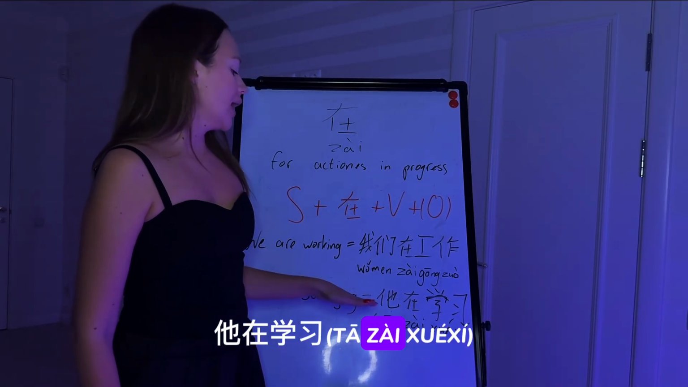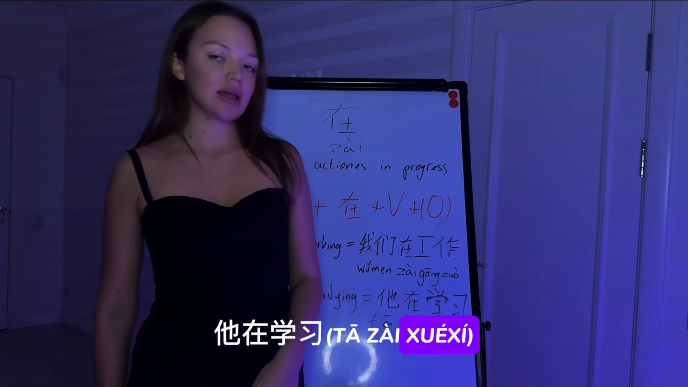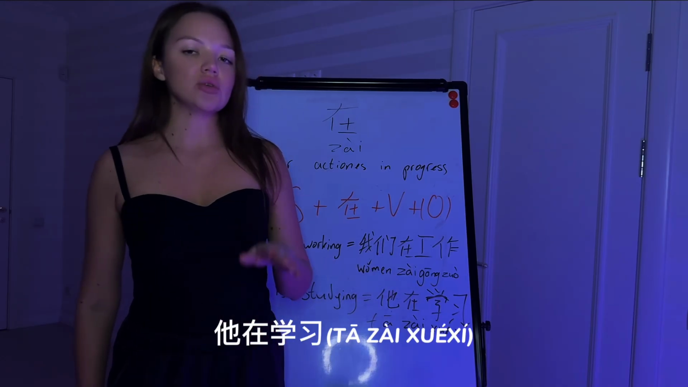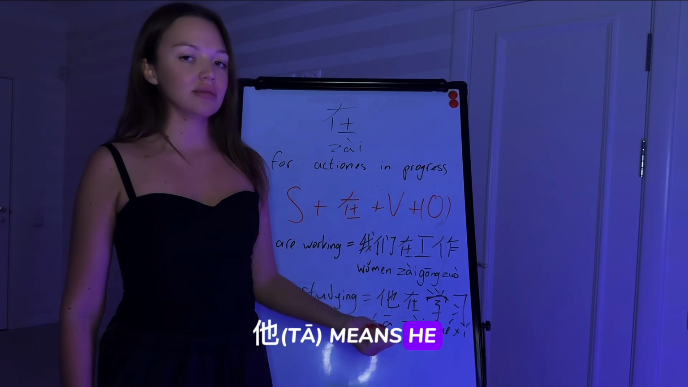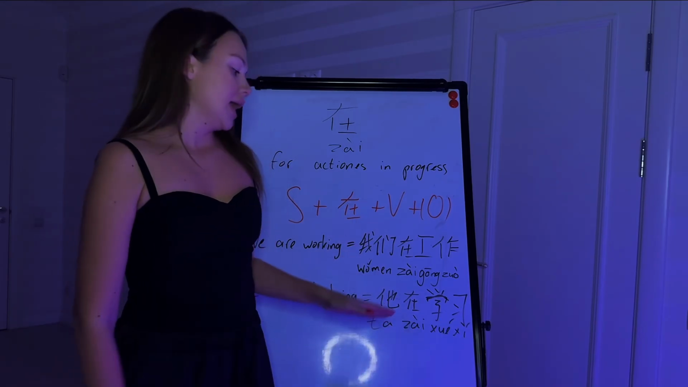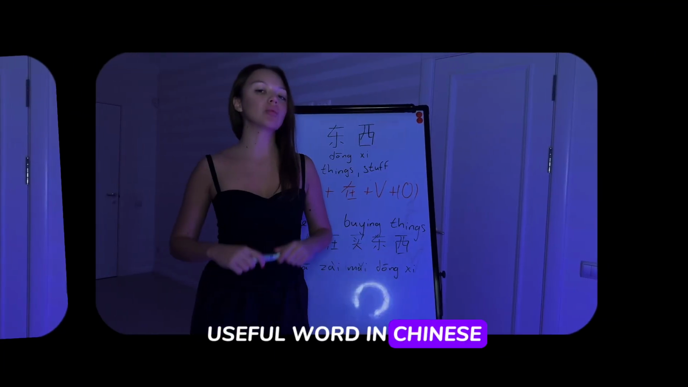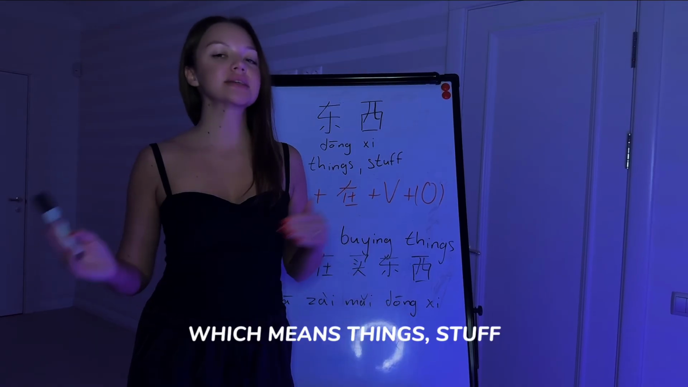And the second sentence is he's studying. So 他在学习. He's studying. 他 means he. 在 shows us that the action is happening right now. And 学习 means study.